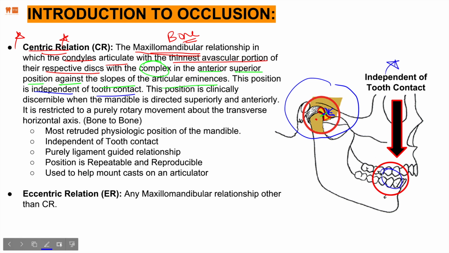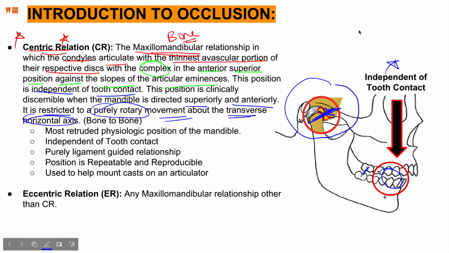Doesn't matter where teeth are. They could be occluding, they could be disoccluded, it doesn't matter. This position is discernible when the mandible is directed superiorly and anteriorly, which means when the mandible is moved upwards and ahead, that's when it hits the articular eminence at the superior anterior complex. It is restricted actually by a purely rotation movement about the transverse horizontal axis.